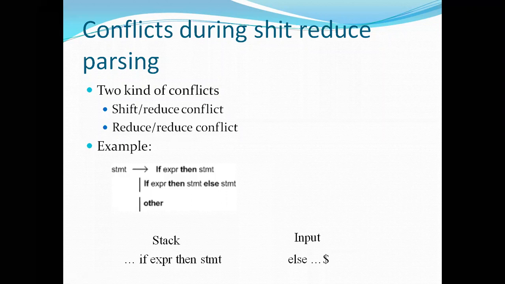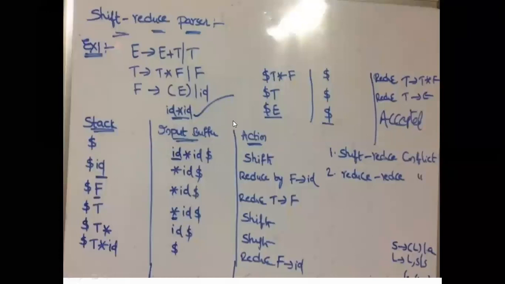Okay. These two conflicts we can understand with one example. In the previous class we discussed the shift reduce parser with this grammar. In this grammar we can see two conflicts: the shift reduce conflict and the reduce conflict. What is the shift reduce conflict and what is the reduce conflict? For example, here is the stack.